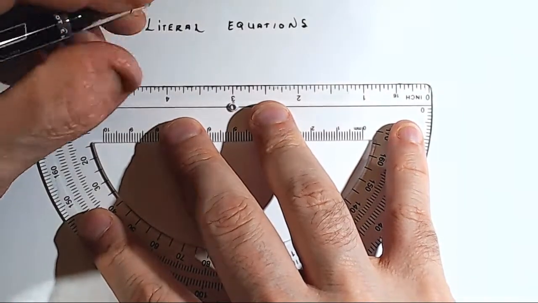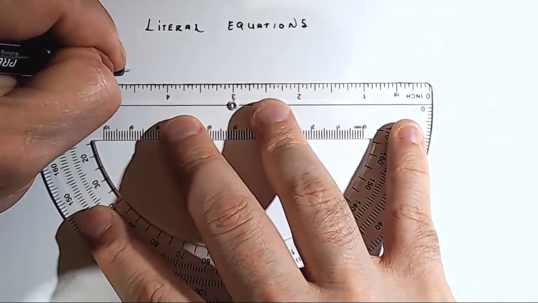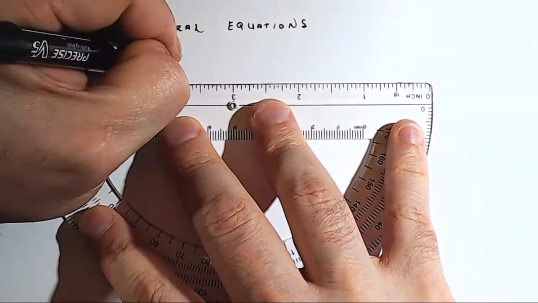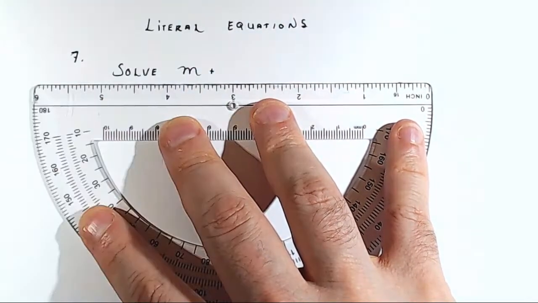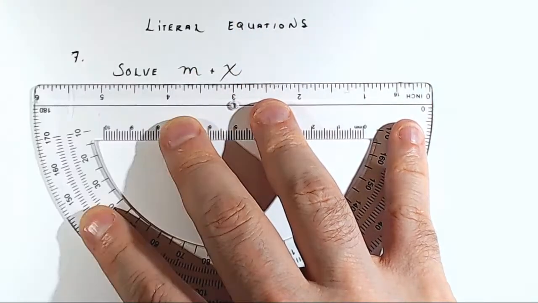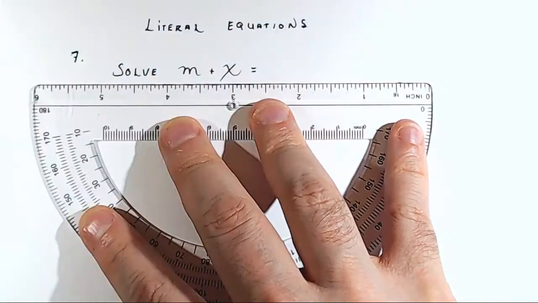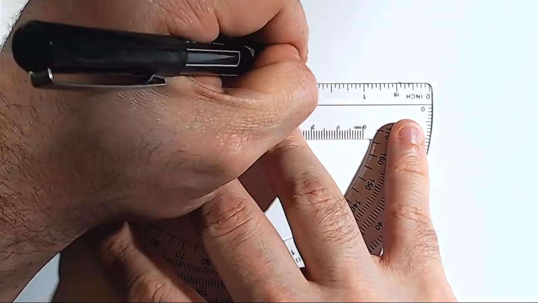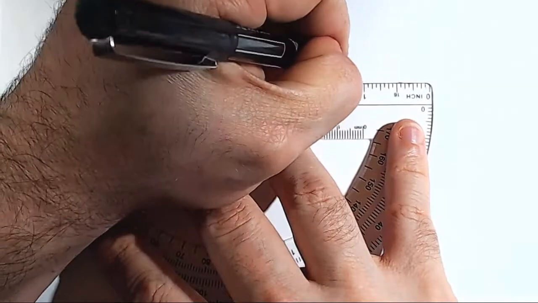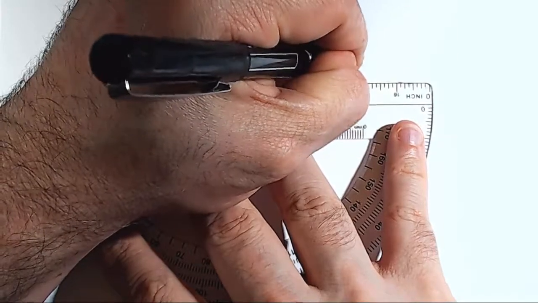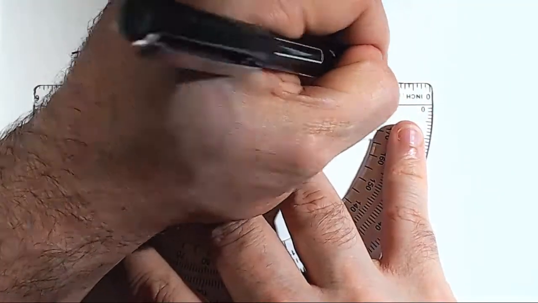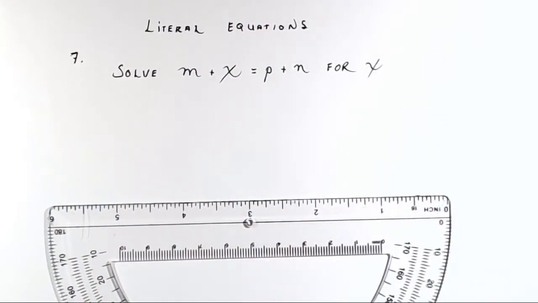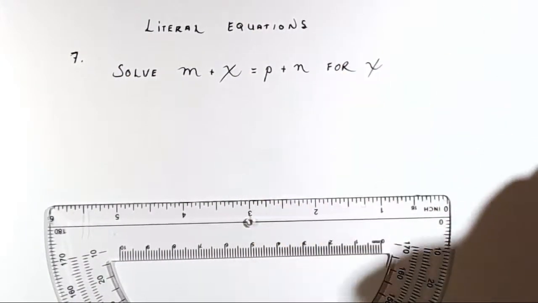So it says here, solve m plus x equals p plus n for x. All it's asking us to do is get x by itself. Okay? Get x by itself.